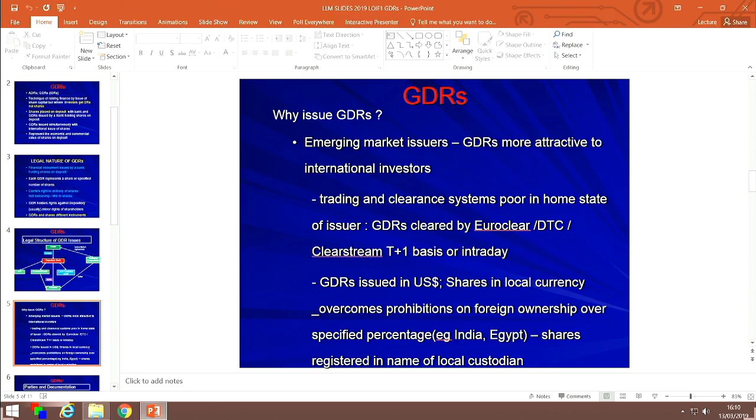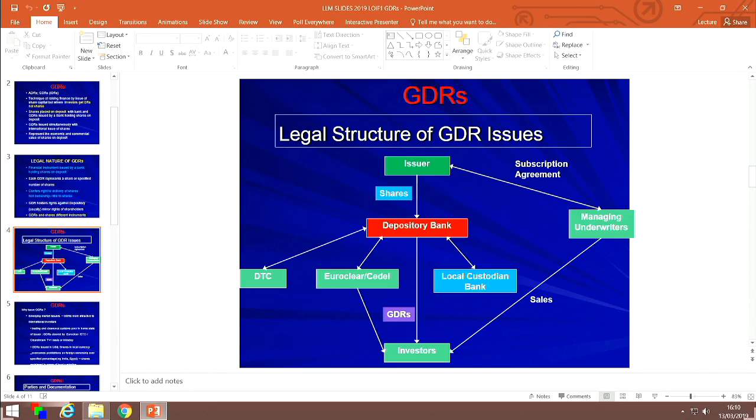How do they achieve that? How do you get over the problem of foreign ownership? Answer, if you go back to this structure, the shares are put on deposit with a depository bank, and then the depository bank will keep the shares or register them with a local custodian bank. Very similar to the bond structure. You're using a custodian, but this time, because they're shares, the shares are registered in the name of the local custodian bank. So if you're in Egypt, you'll have an Egyptian custodian. If you're in India, you'll have an Indian custodian bank. So if you ask the question, who is the owner of the shares, the answer is straightforward, a local company. No breach of the foreign ownership rules.